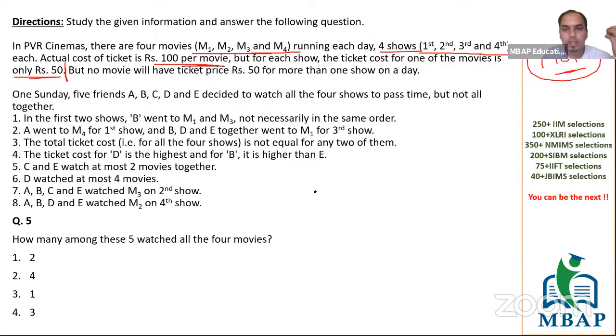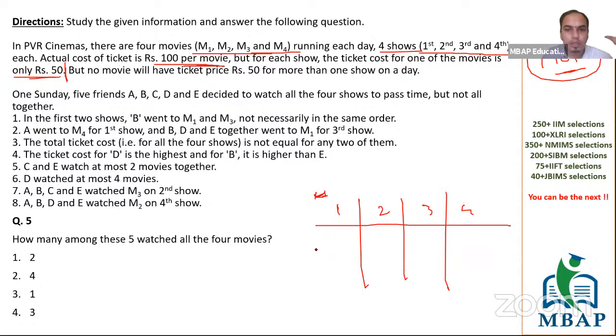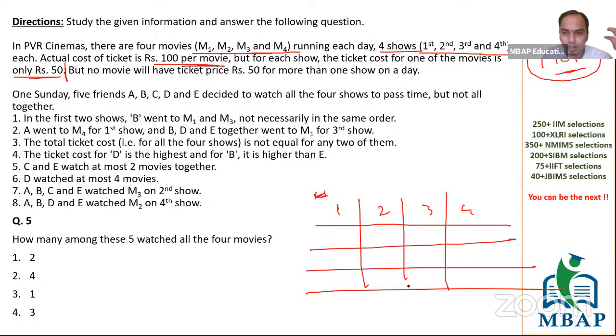So what happens? You have the first show, second show, third show, and fourth show. These are the different shows. In every show there are going to be these four movies, movie number 1, 2, 3, 4. That's going to be the data for me. Typically, that's the table that I already made up in my mind.